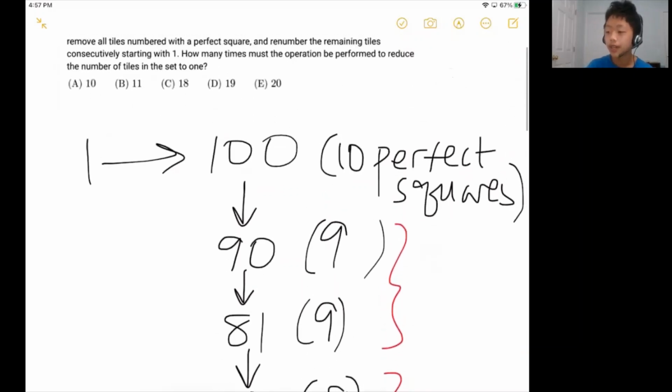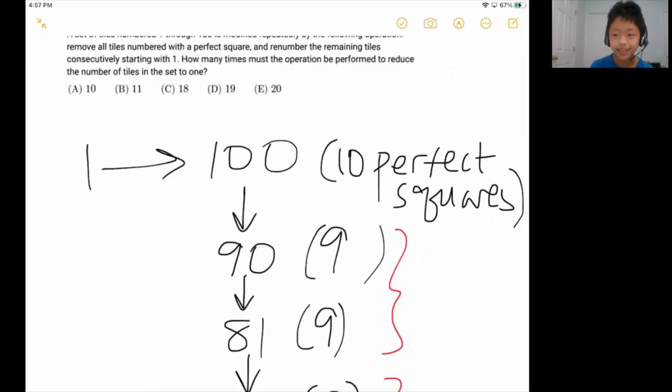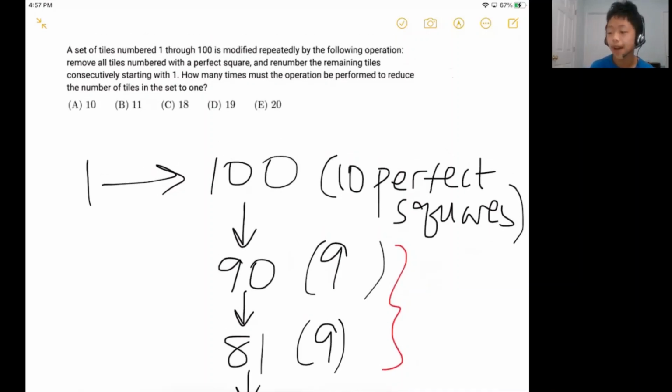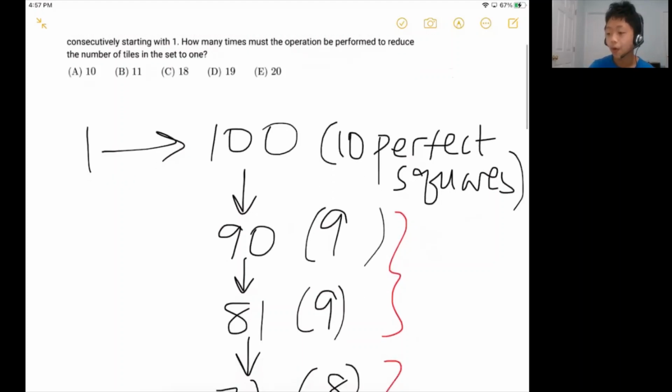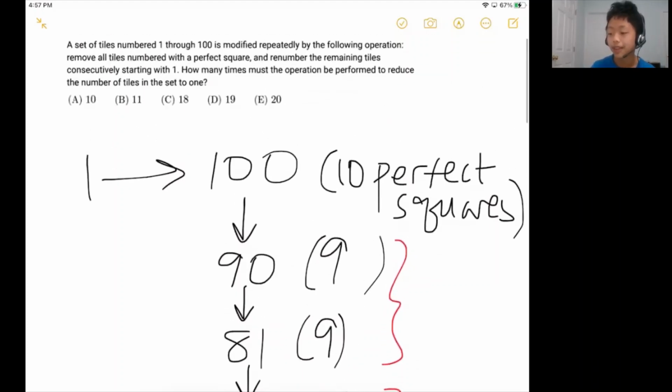So honestly, doing it this dumb way, this seemingly not smart way of just listing them out, can be pretty fast actually. Then you just count them one by one, and you get that it takes 18 steps, 18 operations.